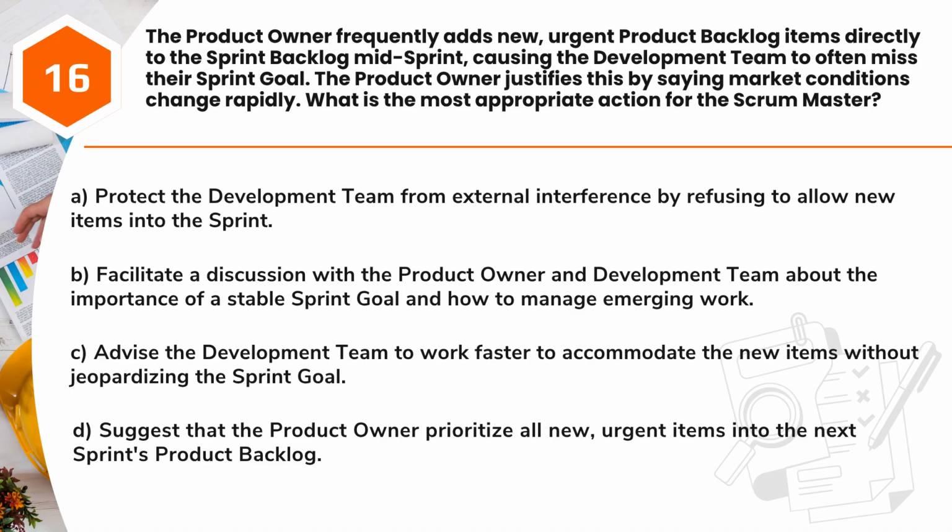A. Protect the development team from external interference by refusing to allow new items into the sprint. B. Facilitate a discussion with the product owner and development team about the importance of a stable sprint goal and how to manage emerging work. C. Advise the development team to work faster to accommodate the new items without jeopardizing the sprint goal. D. Suggest that the product owner prioritize all new, urgent items into the next sprint's product backlog.